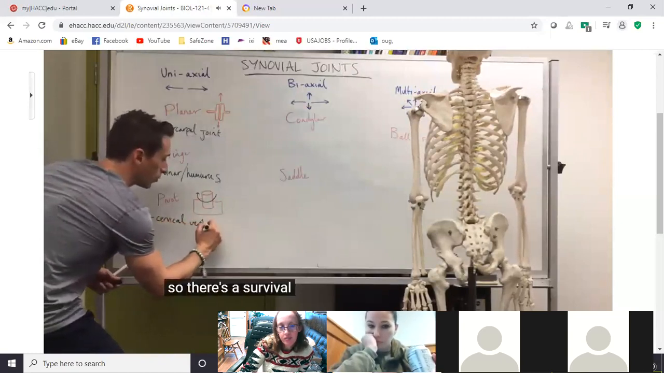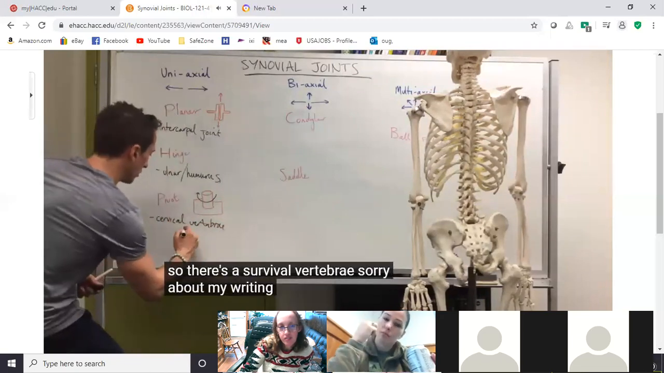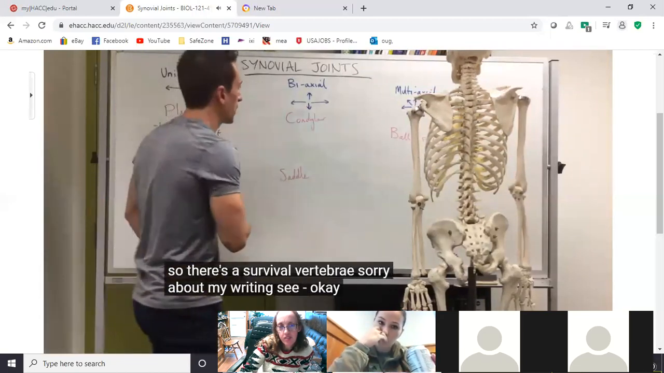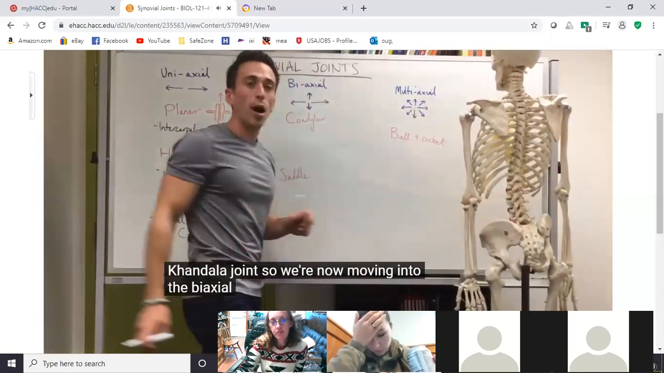There's a cervical vertebrae, sorry about my writing, C2. Okay, what about a condylar joint? So we're now moving into the biaxial realm.